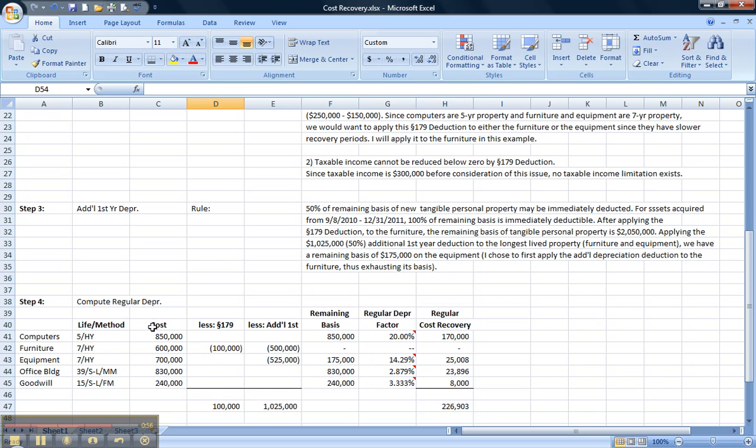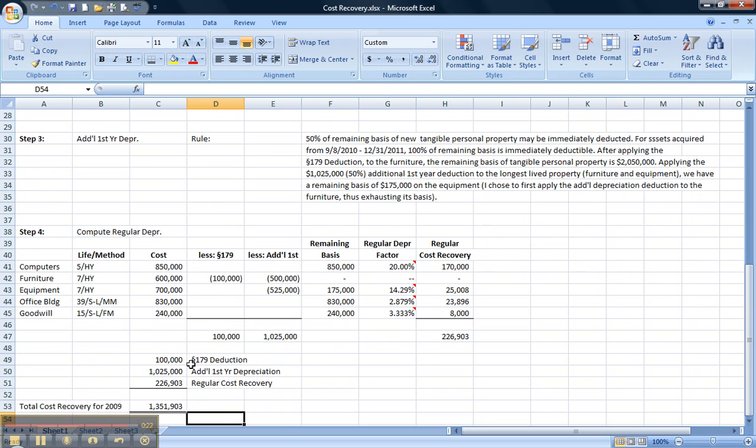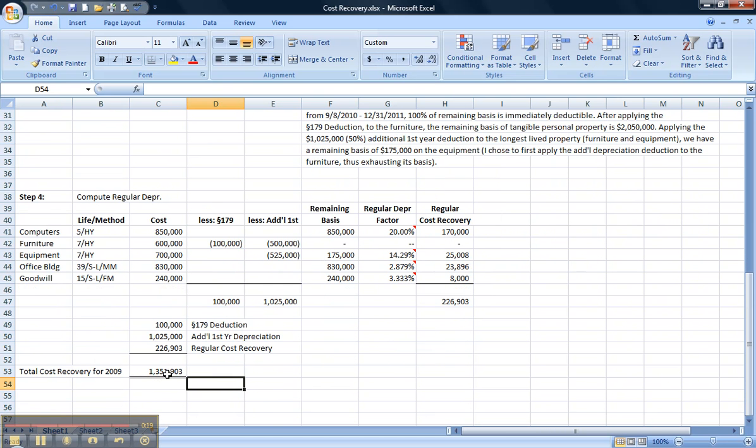So here's the example: I took the 179 deduction out of the furniture, and I took additional first-year depreciation out of also the 7-year property. I just took the rest of the furniture and also part of the equipment. Then we got remaining basis amounts. So you subtract to get the remaining basis amounts, and we have to figure out cost recovery on the remaining basis here. And I used these percentages. You can look at these comments to see where I got the percentages from. And I did the multiplication to get these amounts of regular cost recovery. And then you add all three of those together to get total cost recovery for 2009.